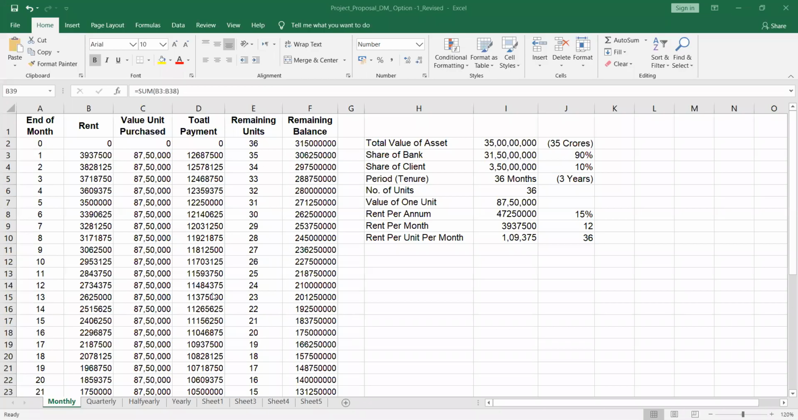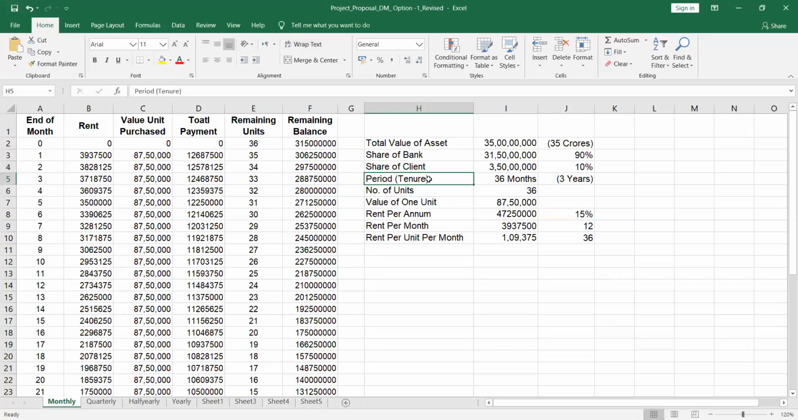Bismillahirrahmanirrahim. Let us see the diminishing Musharaka calculation for Excel. The same calculation is there. You can see the total asset value is 35 crore. Share of the bank 90%, that is 31 crore 50 lakh. Share of the client 10%, that is 3 crore 50 lakh.